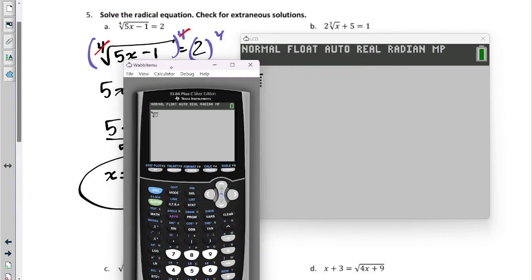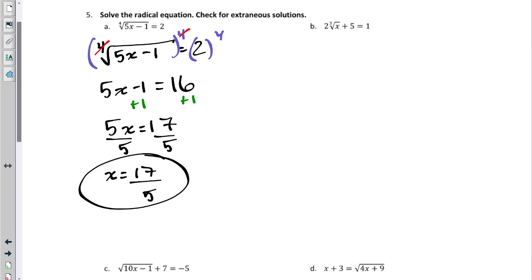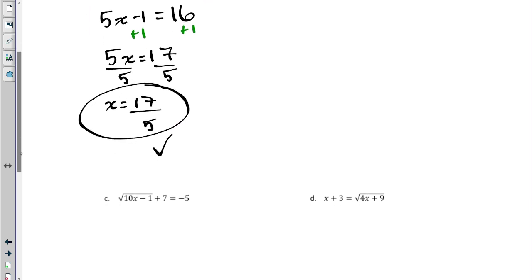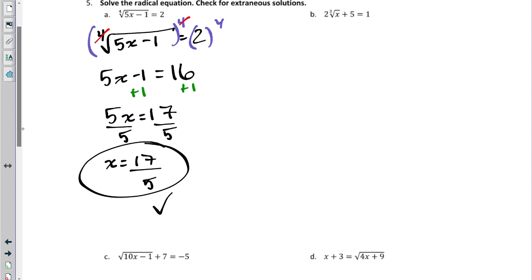I think it's going to work out. 5 times 17 over 5, and then minus 1. If I hit enter on this, it should equal 2. It equals 2. We did it. So this checks out.